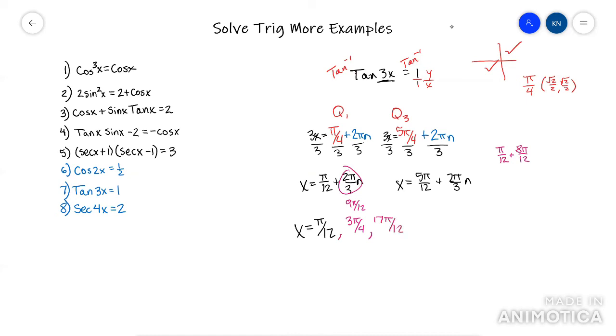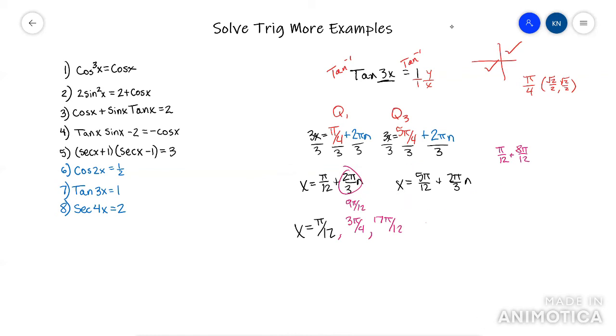Then you would do it again. You would add another 8 pi over 12, but when you did it this next time, it would make 25 pi over 12, which is greater than 2 pi. So that one would get tossed. And these would be my 3 answers for this section only. Now I have to do the same thing with this section.